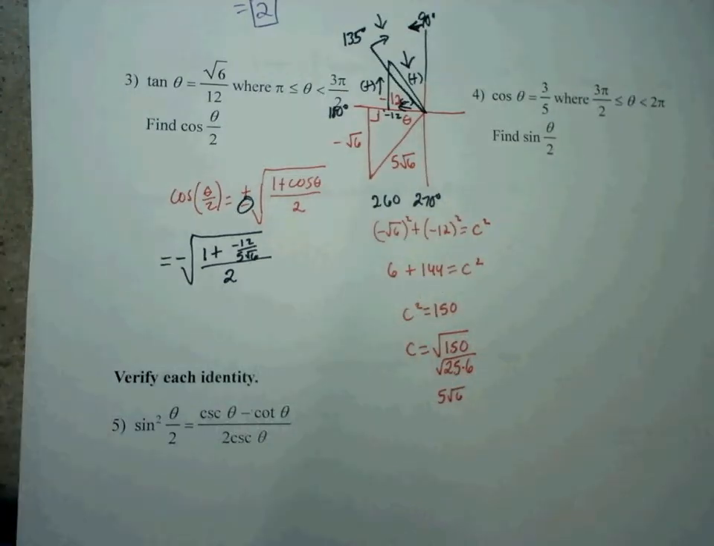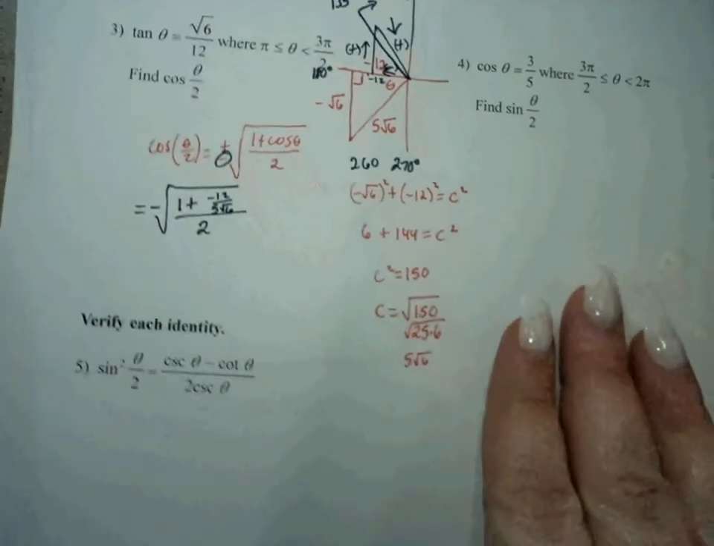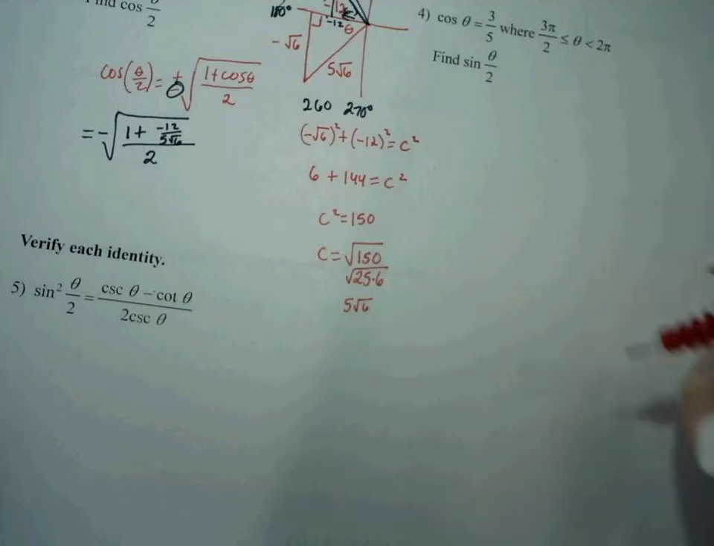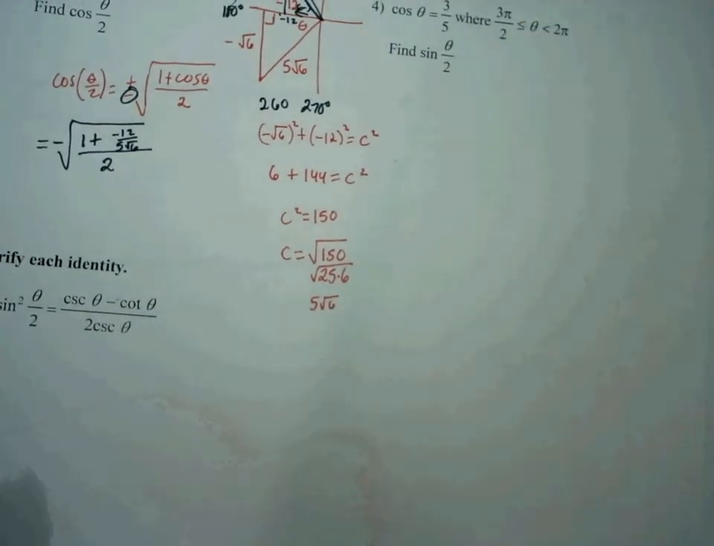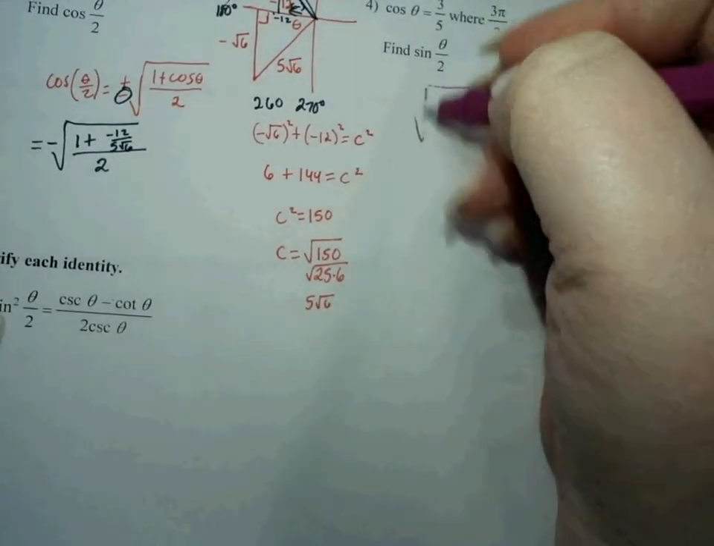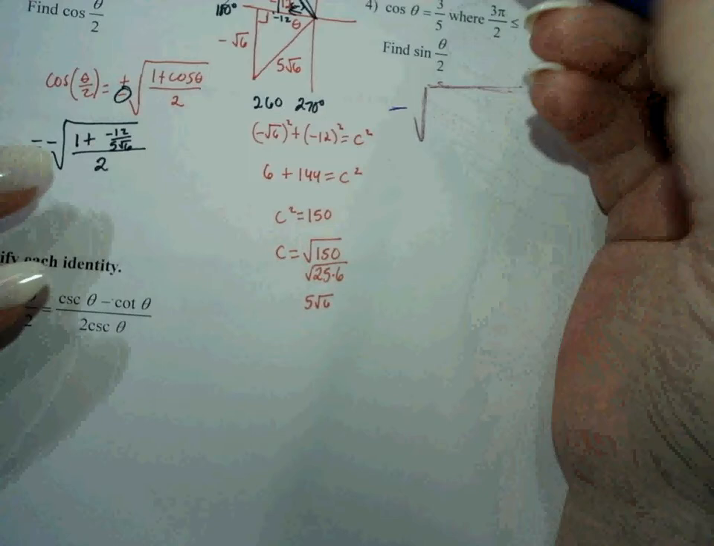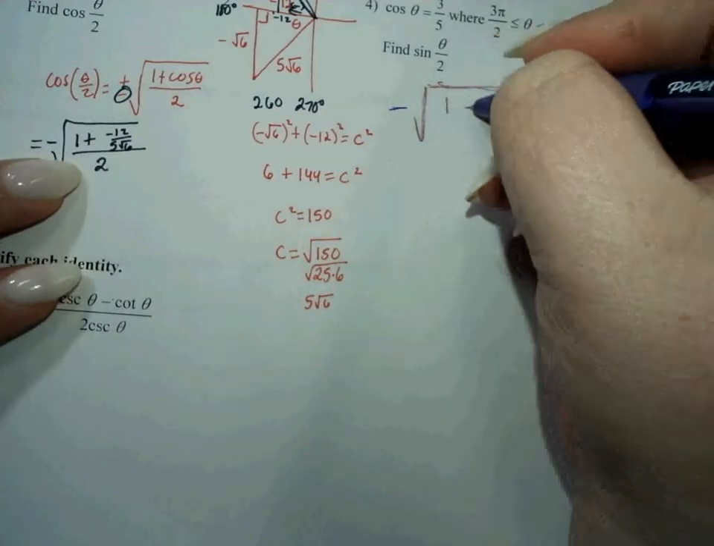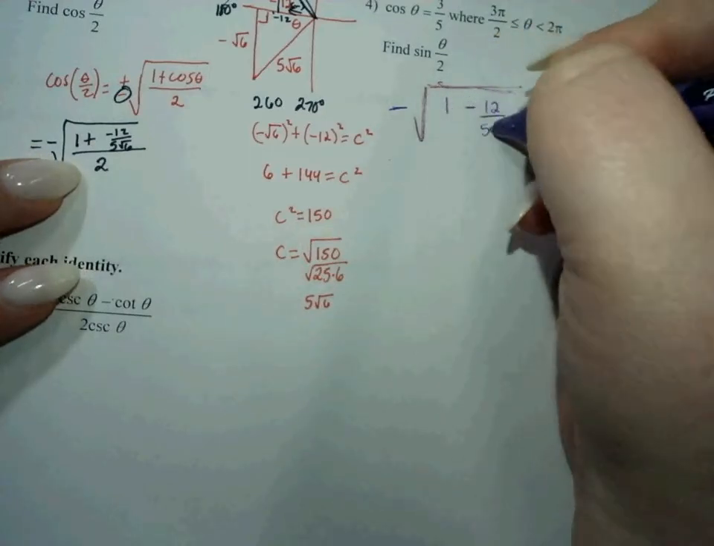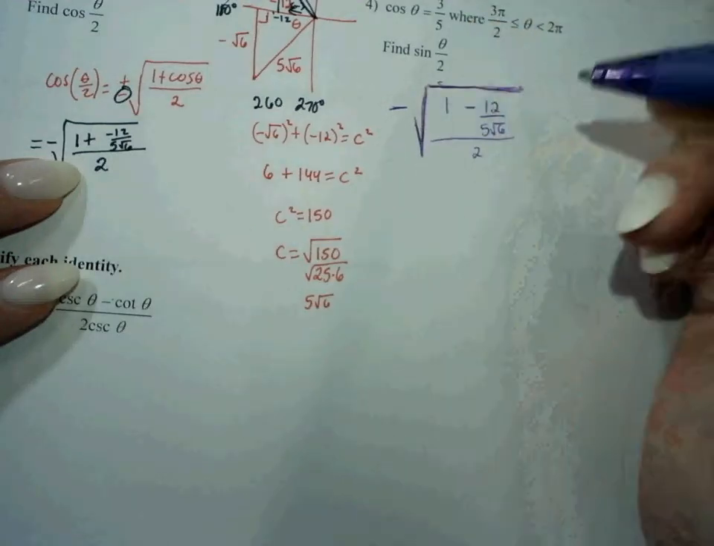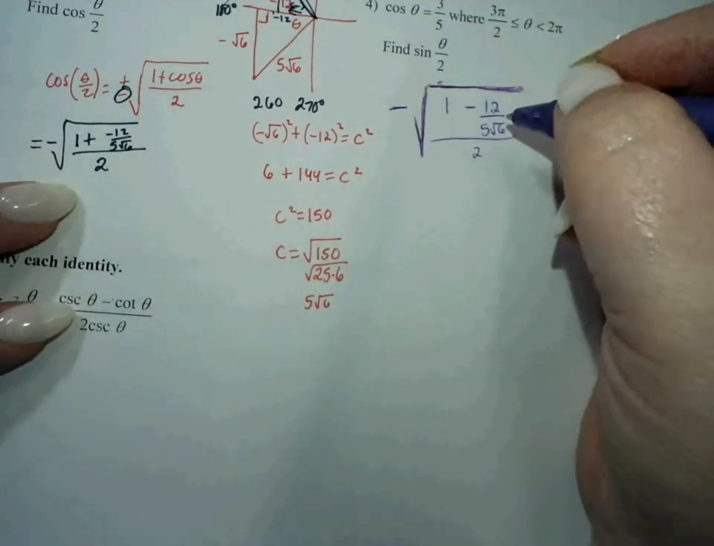Okay, I'm probably going to use this space over here to simplify that. So, I'm going to go ahead and write that again. The negative square root of 1, and I'm going to go ahead and say minus 12 over 5 root 6, all over 2. Okay, if I were to do a common denominator, well, first I think I'm going to rationalize.